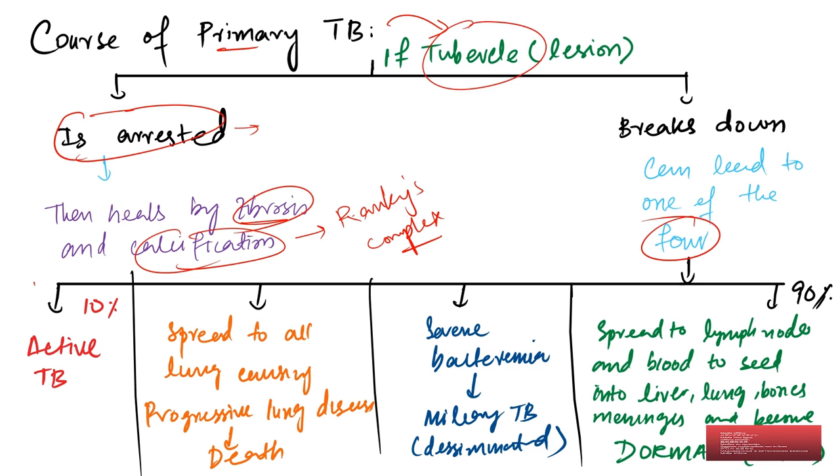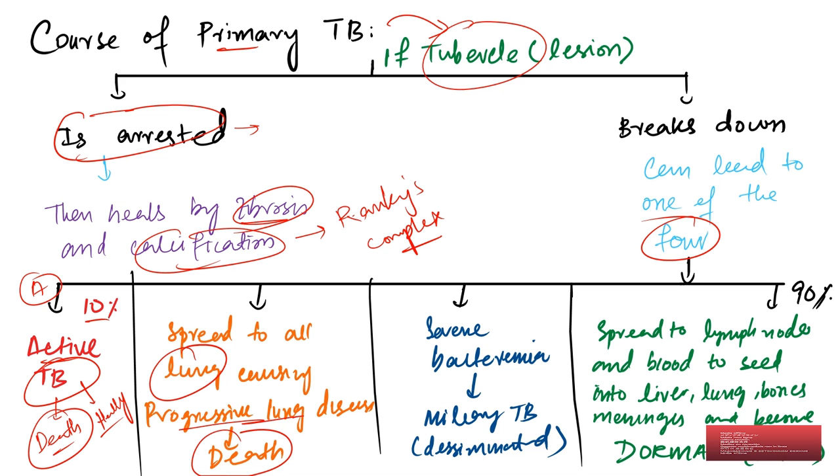phenomena. The first one, which occurs in about 10% of the infected people, can lead to active tuberculosis, which can lead to death, or if treated in a good manner, it can lead to a healthier person. The other chance is that it can spread to all the lung, causing progressive lung disease, and this progressive lung disease can in turn lead to death.